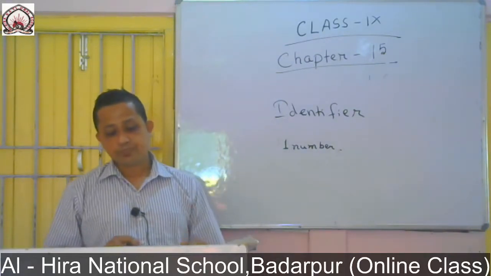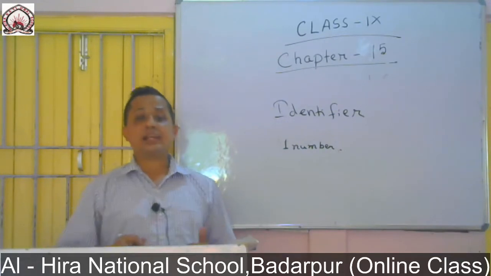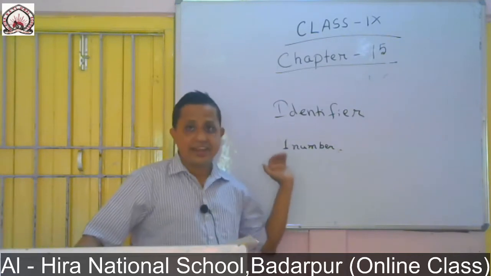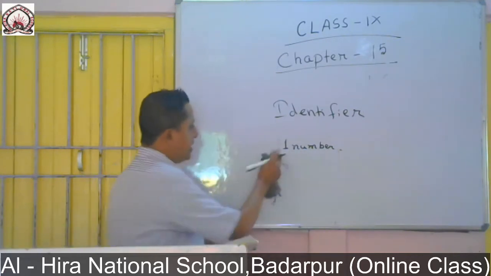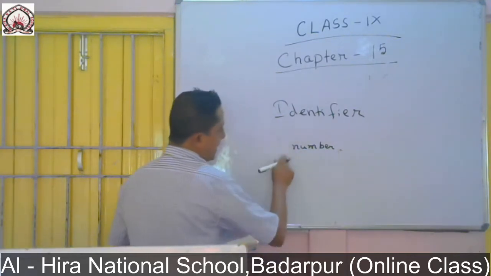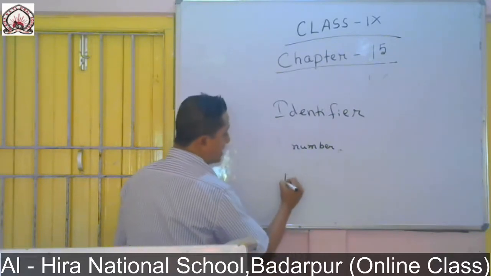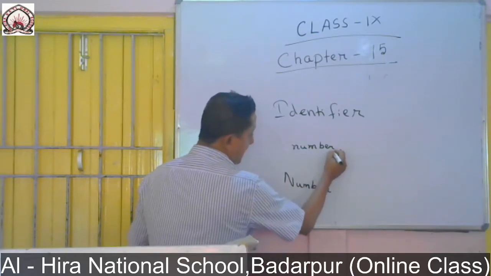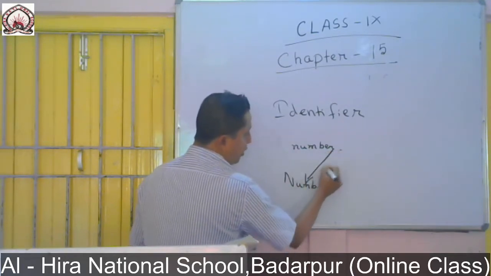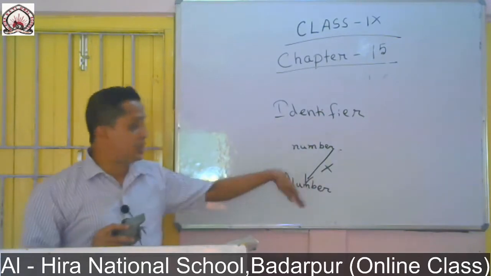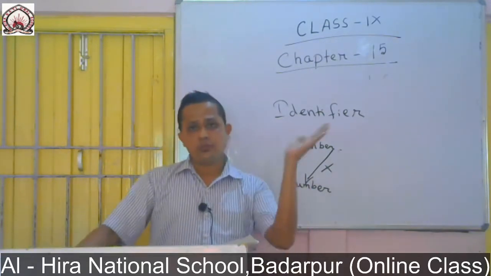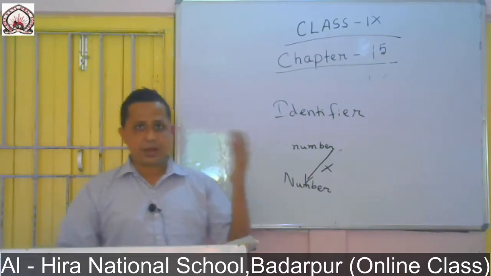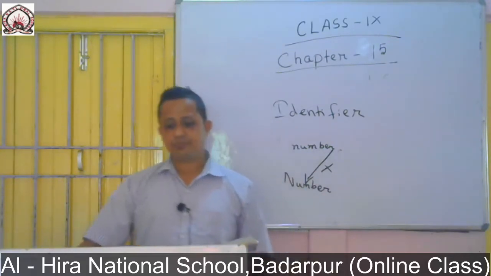Number four, uppercase and lowercase are distinct. Now capital letter and small letter are distinct. Suppose I name an identifier like this, "number", and after that in the program I mention the same thing like this, "NUMBER", then to the computer these two will not be the same. The computer will think these two are different. So for this reason, lowercase and uppercase, meaning capital letter and small letter, are distinct.